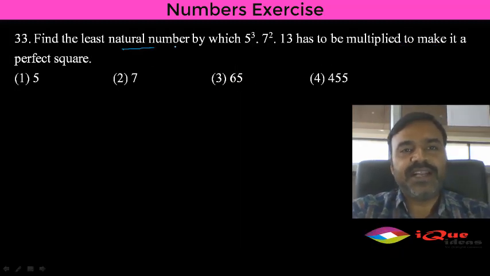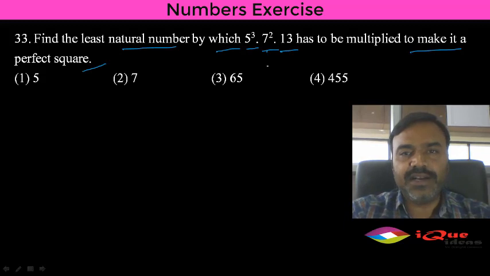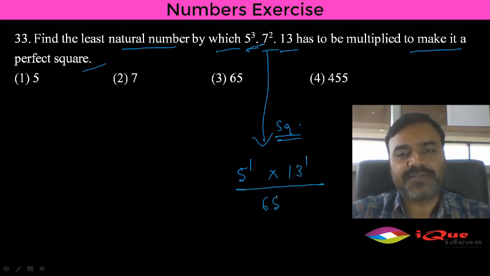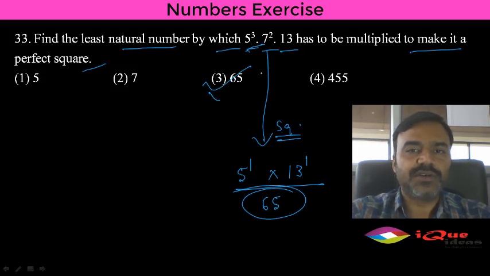Next question, it says find the least natural number by which 5 raised to 3 into 7 square into 13 has to be multiplied to make it a perfect square. Directly we can do that. To make it a square, all the power should be even. 5 raised to 3 means we need to multiply by 5 raised to 1. And 7 square, nothing, we don't have to do anything. 13 is already there, so we just multiply by 1 more 13. So 5 into 13, that is 65. That's it. Look at the options. Third one is the correct answer.